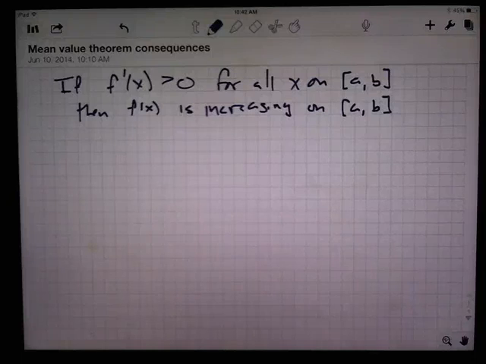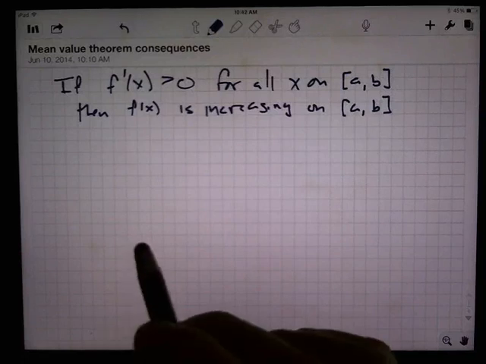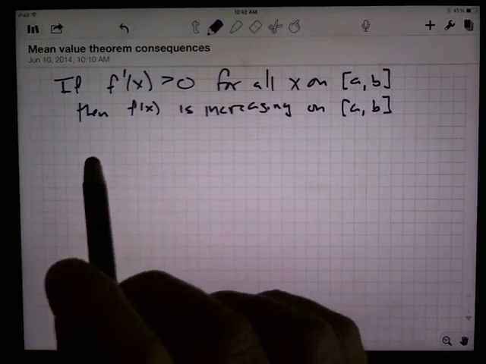I want to look at four consequences of the mean value theorem. The first two are consequences which make it so that textbooks put it towards the beginning of chapter 4, and the last two are ones where some textbooks put it at the end of chapter 4. And I like it at the end, which is the way I'm presenting it here.